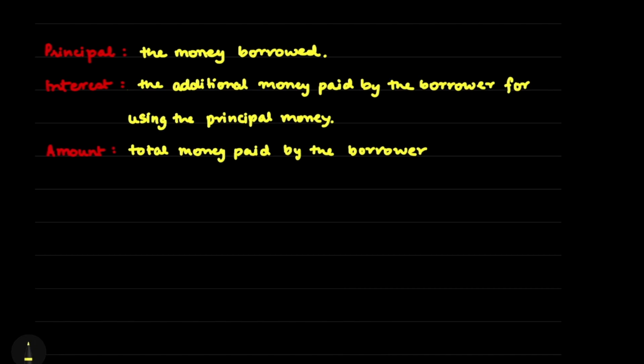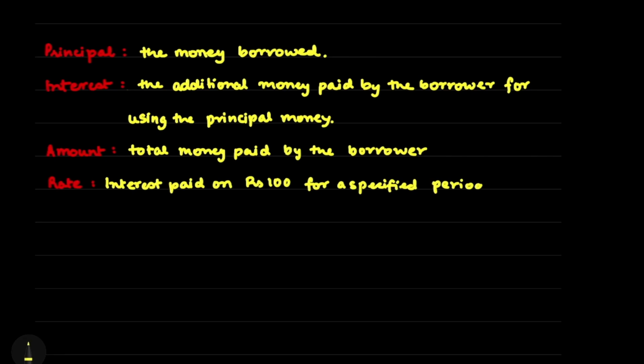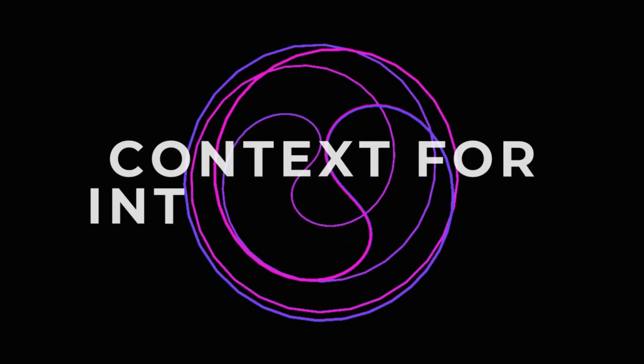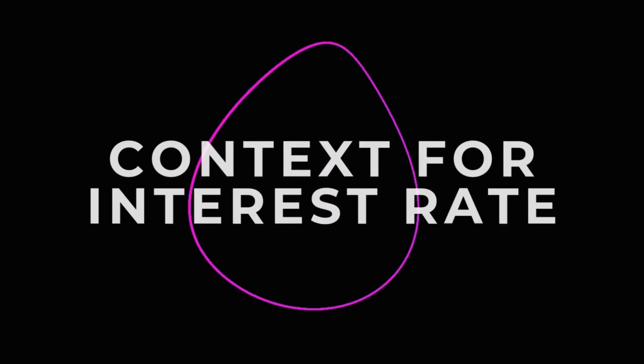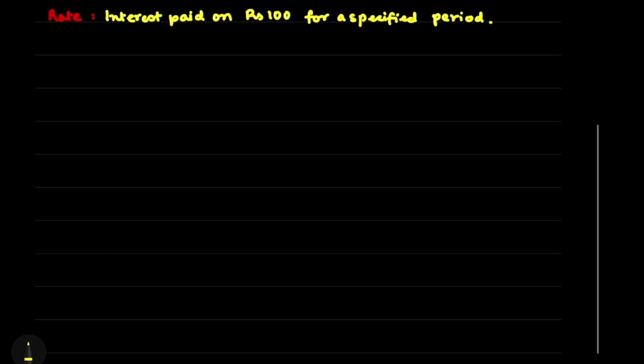The next keyword is the amount, and that is the total money paid by the borrower. This is the addition of the principal and the interest. Finally, we have the rate, which is the interest that is paid on 100 rupees for a specified period. These are the keywords we are going to look into whenever we tackle any simple interest or compound interest problem. Let me give you an understanding of what a rate means when we are tackling any kind of question.